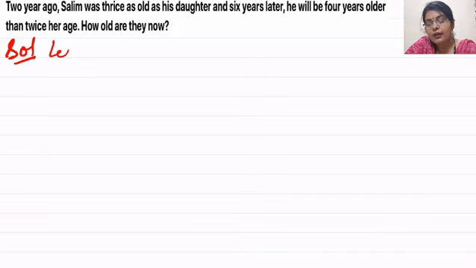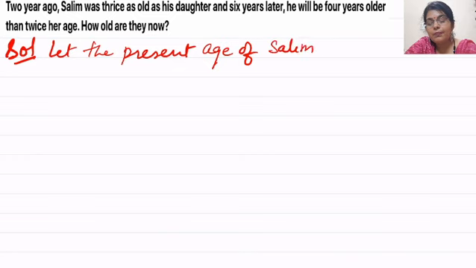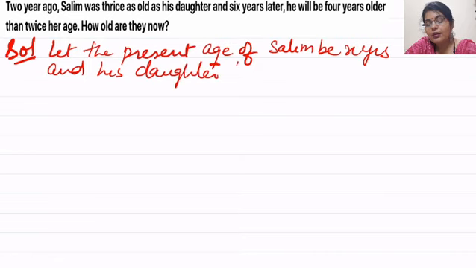Let the present age of Salim be X years and his daughter be Y years. 2 years ago, Salim was thrice.